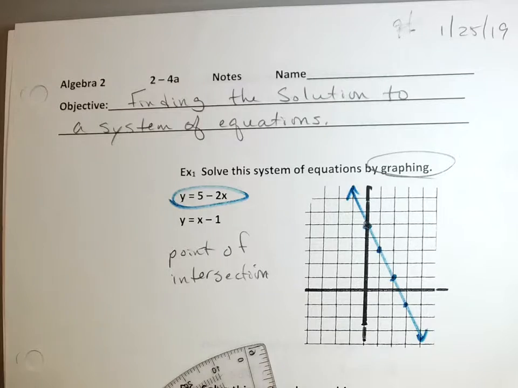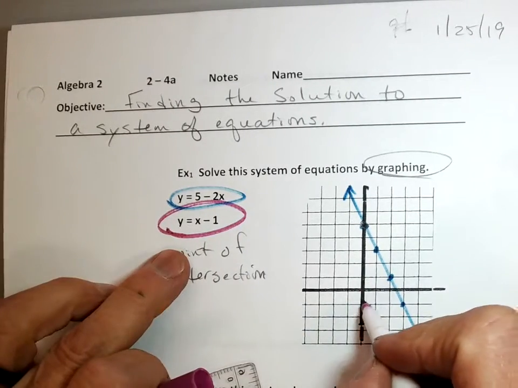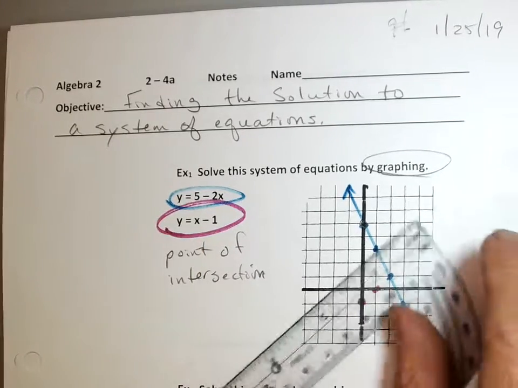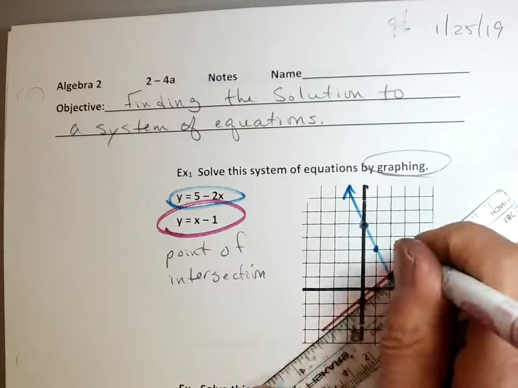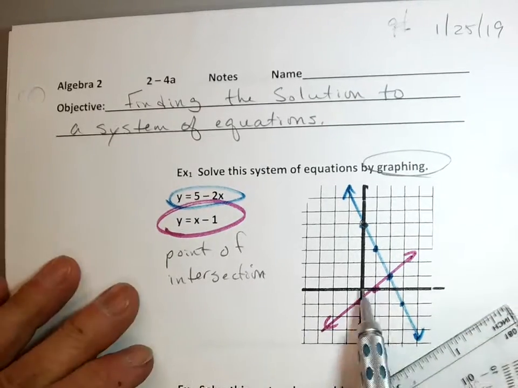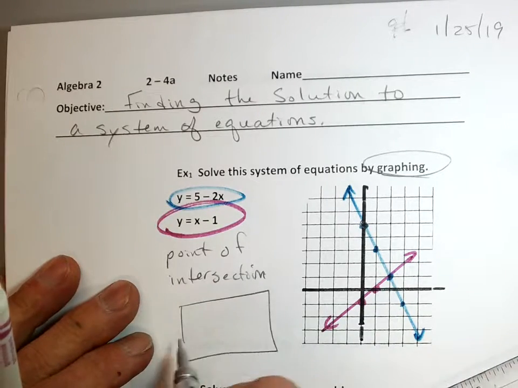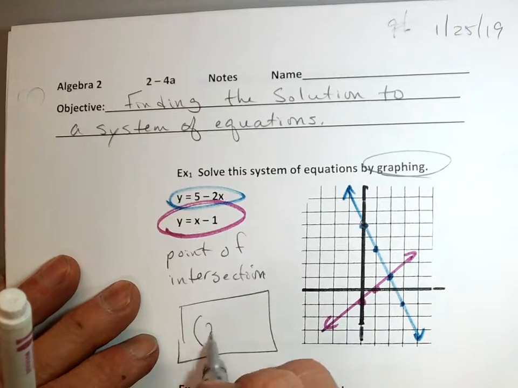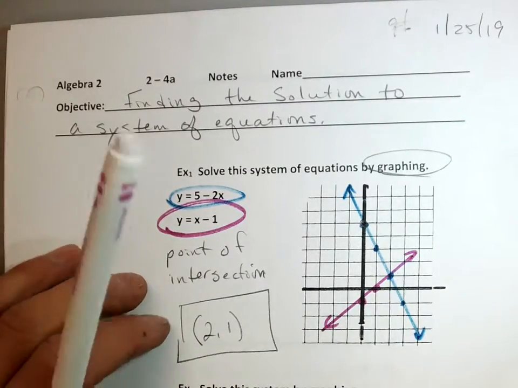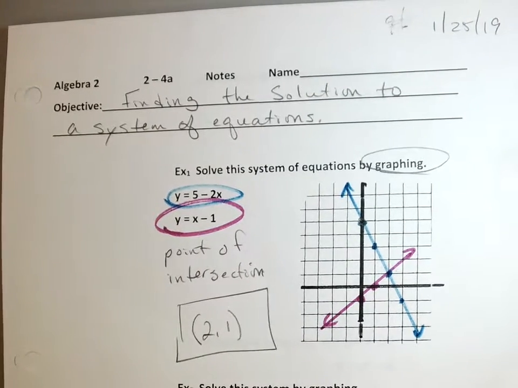Second line starts at -1. Slope of 1 over 1, so up 1 over 1, up 1 over 1. And again, all we're doing is trying to find the point of intersection, which is at the point (2, 1). So the solution, the actual answer, ta-da, is a point at (2, 1). Okay? Easy. You guys did this in Algebra 1. It's just a nice, easy review of something that you should know by now, okay?